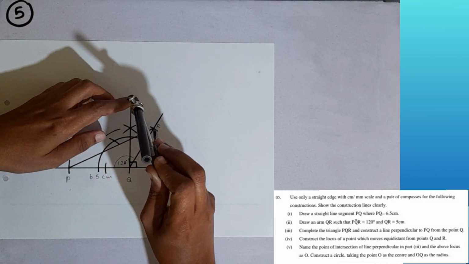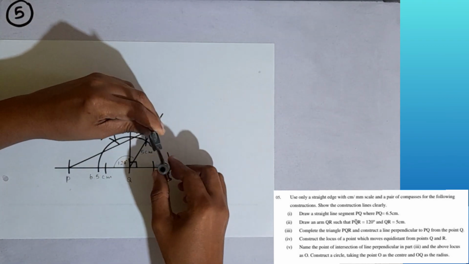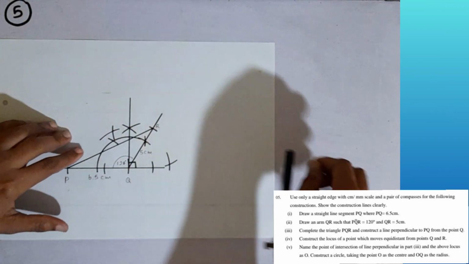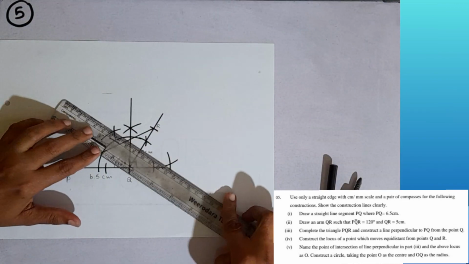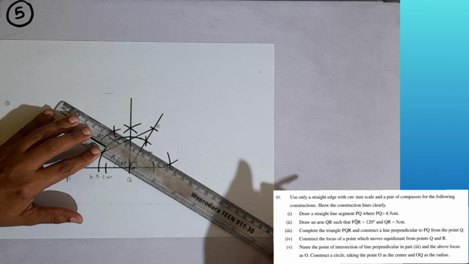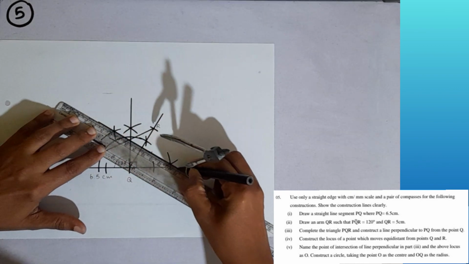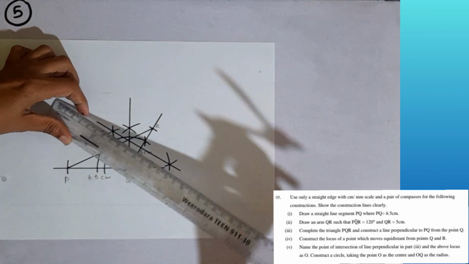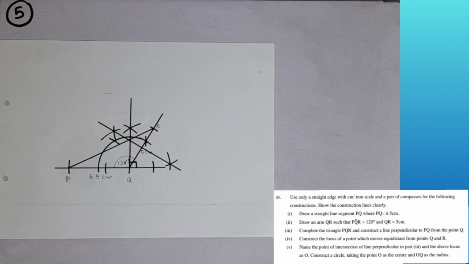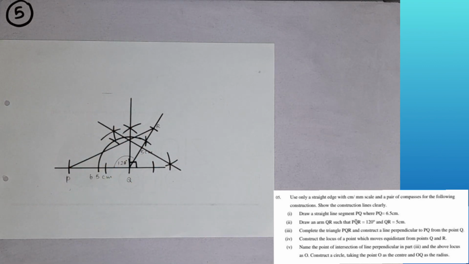Then take the point of compass on the point R and draw two arcs. Then join the two intersecting points here. So this line is the line we want here. The locus of the point which moves equidistant from Q and R. So that is the line.